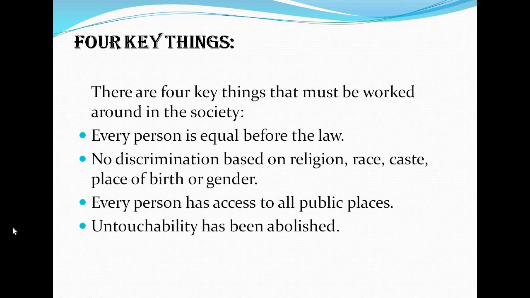There are four key things that must be worked around in society. First, every person is equal before the law, as we discussed in the previous class. Second, no discrimination based on religion, race, caste, place of birth or gender. Third, every person has access to all the public places, which we discussed in social equality. And lastly, untouchability has been abolished.